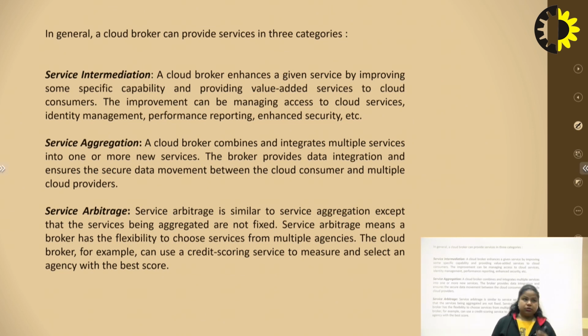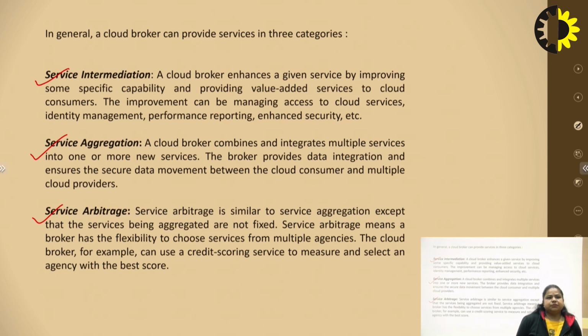When I'm talking about cloud brokers, basically they are divided into three categories. The first is service intermediation, service aggregation, and service arbitrage. First of all, we are going to talk about service intermediation. When I'm using the word intermediation, basically the one responsibility service we can talk about is service intermediation.